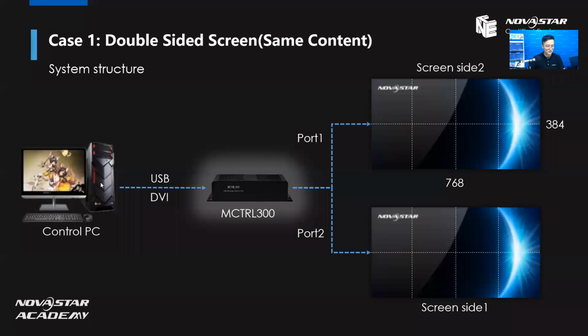And here, we use the control PC, and we connect the DVI with control 300. The DVI is the video source from the PC to the control 300. And then we connect it with a USB cable. The USB cable is for controlling the 300 and to do some configuration on the NovaLCT. So that's a very simple structure for you to understand how to set up the double-sided screens.